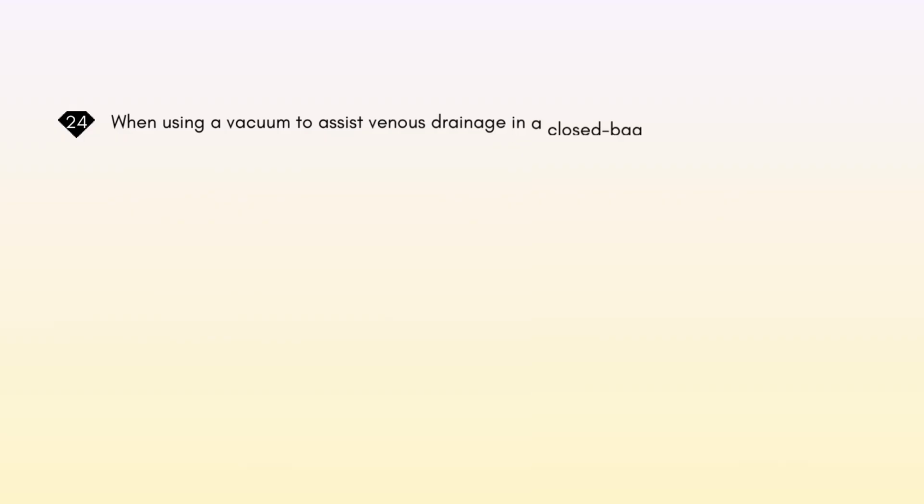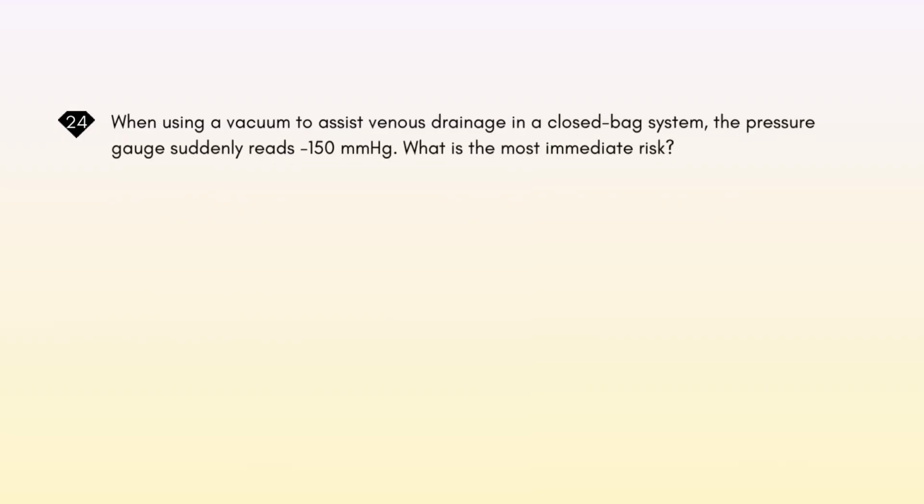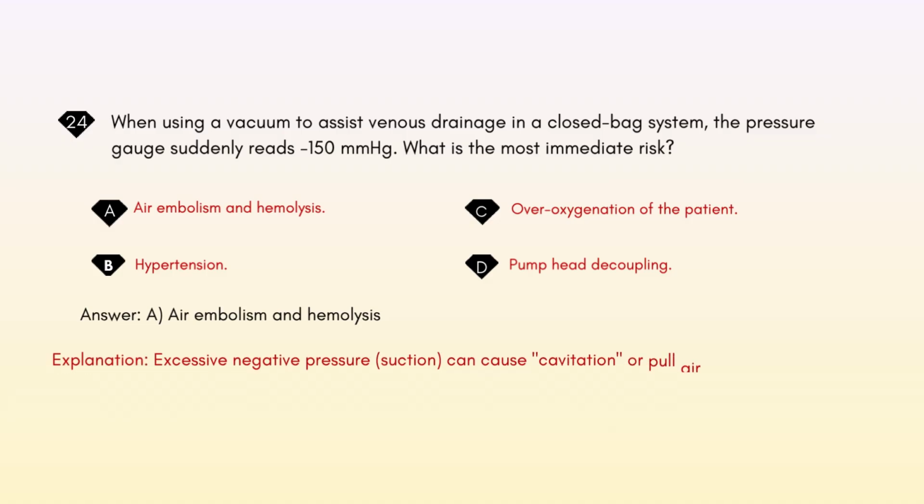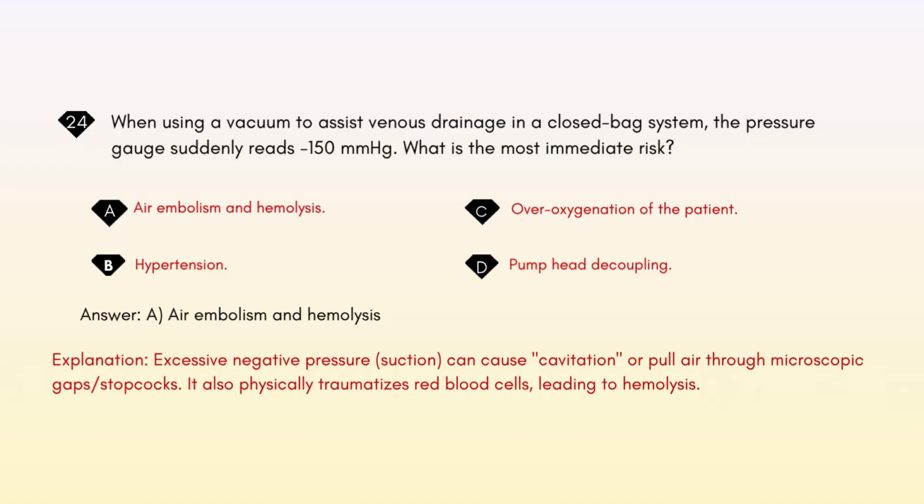When using a vacuum to assist venous drainage in a closed-bag system, the pressure gauge suddenly reads -150 mm of mercury. What is the most immediate risk? A. Air embolism and hemolysis. B. Hypertension. C. Overoxygenation of the patient. D. Pump head decoupling. Answer: A. Air embolism and hemolysis. Explanation: excessive negative pressure, suction, can cause cavitation or pull air through microscopic gaps/stopcocks. It also physically traumatizes red blood cells, leading to hemolysis.